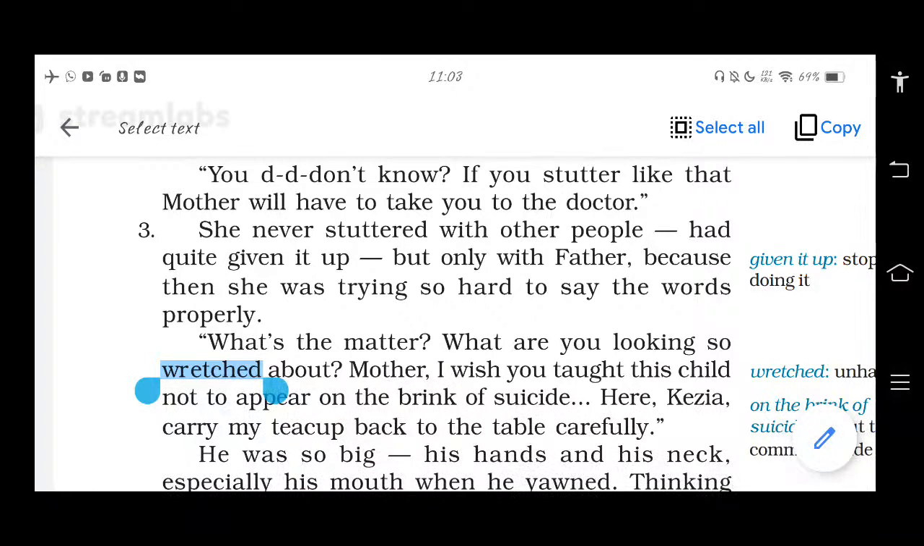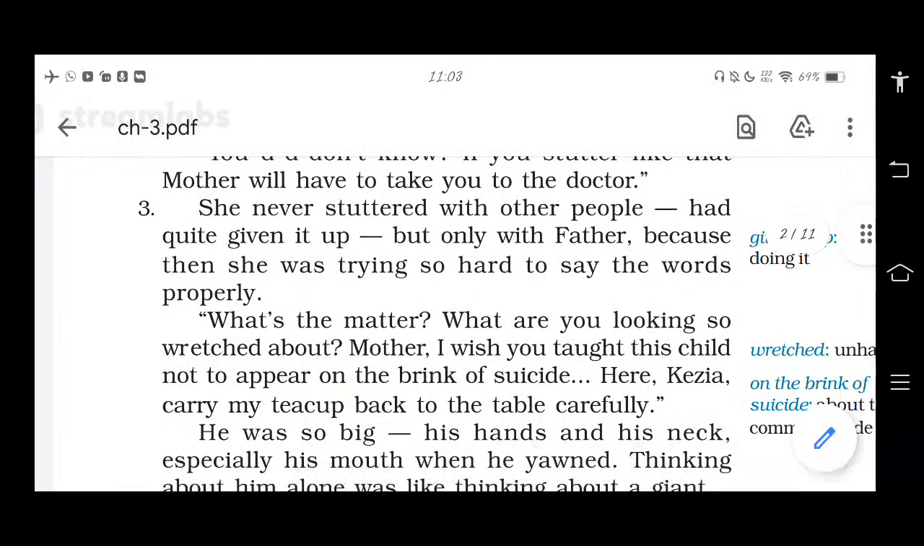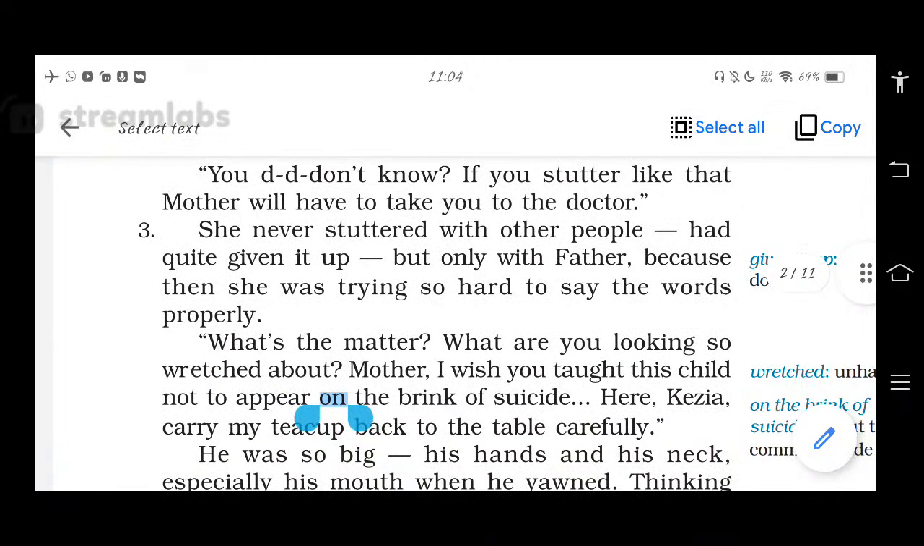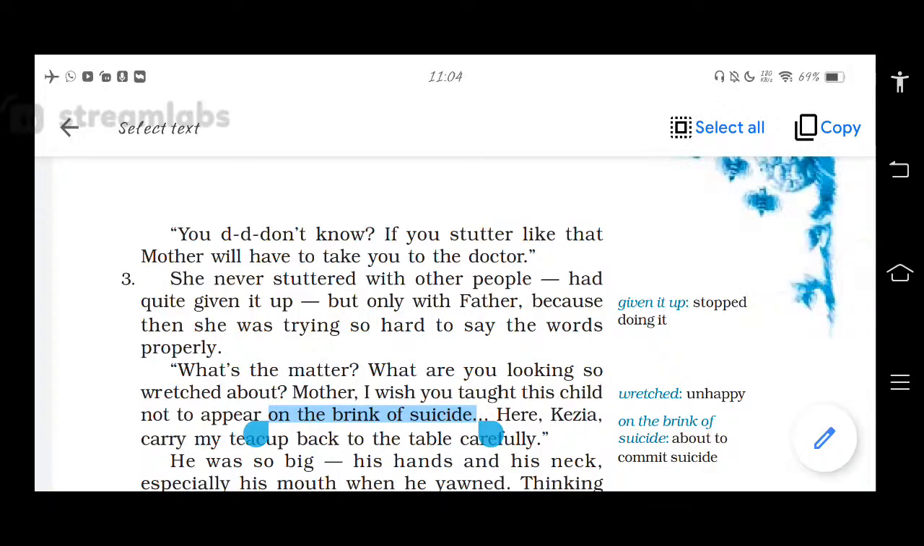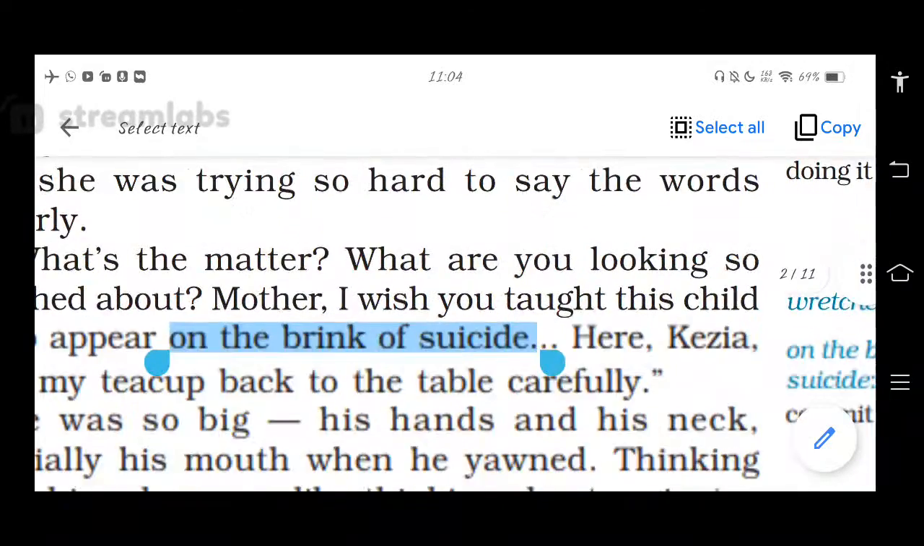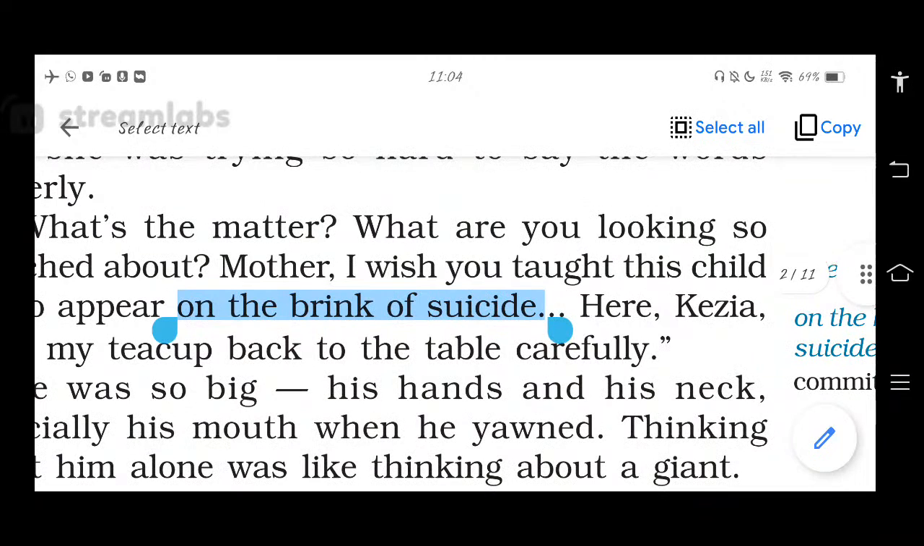So what does "on the brink of suicide" mean? It's an idiomatic expression. Right, on the brink of suicide. See that I have selected. What does it mean? It's nothing but about to commit suicide, in such a way. It's not in the suicide actually. Okay, right, clear my word everyone.